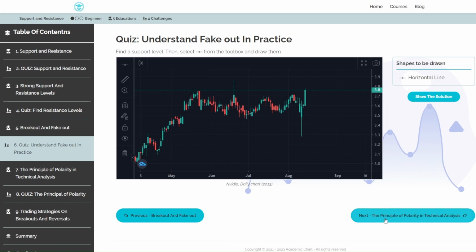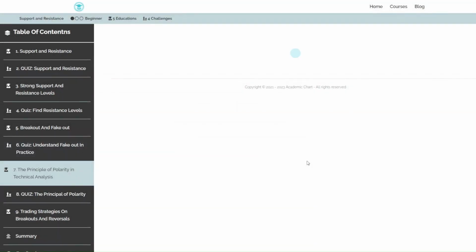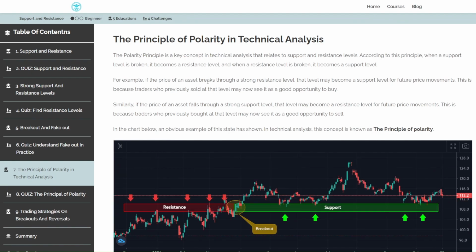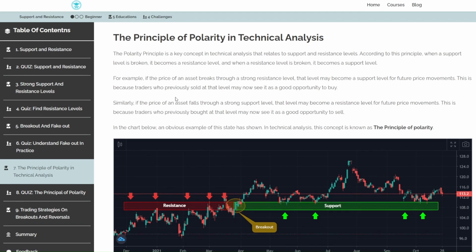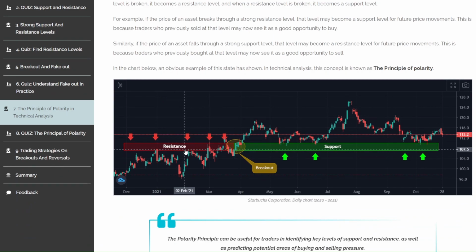Going to the next lecture, again, it's a challenge. I really suggest you go over these challenges to have a better understanding of what you're learning. But going to the next lecture, we're talking about the principle of polarity in technical analysis. What is that? It is about, again, resistance and support, not surprisingly.